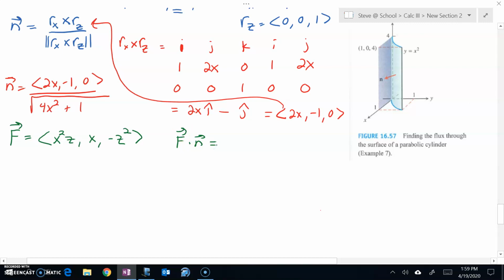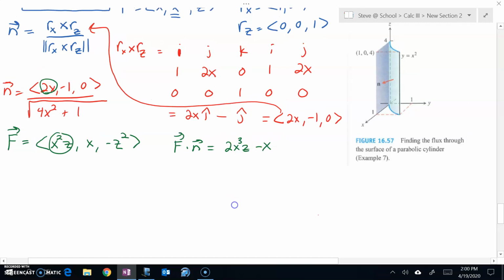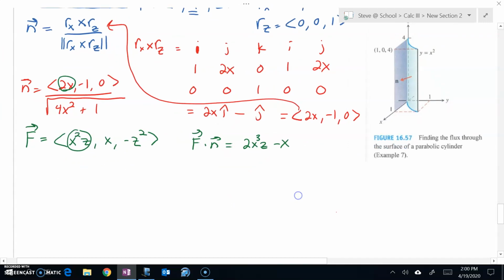If we get f dot n, let's do that next, because that's part of our flux equation. That's taking these two things together. Remember, when you're doing a dot product, just work with the vectors. You don't have to worry about that magnitude on the bottom yet. We'll just leave it as is. So when I do the dot product of these two, I multiply this times this, so I get 2x cubed z. Then I get x times negative 1, which is minus x. Then I get this times 0, which is 0. So that is my dot product.